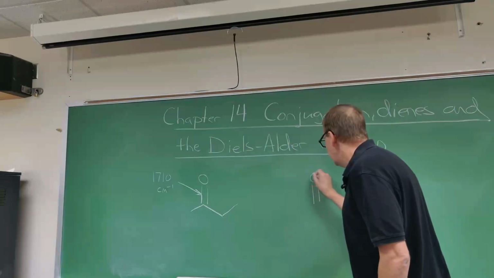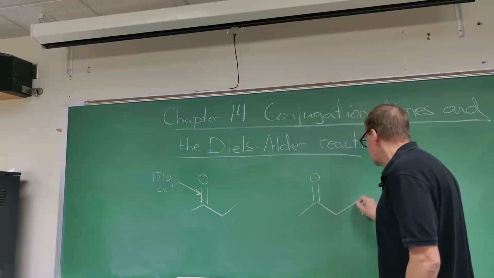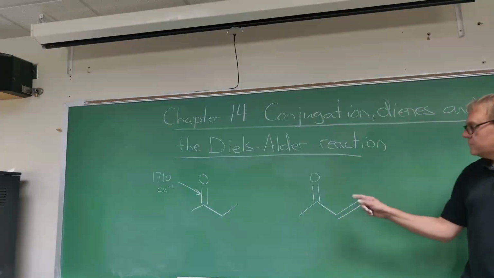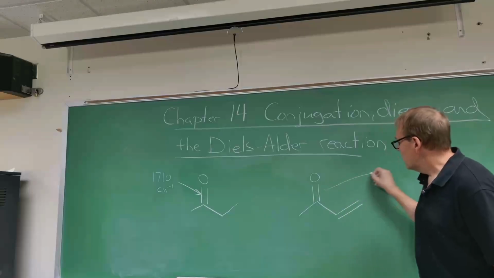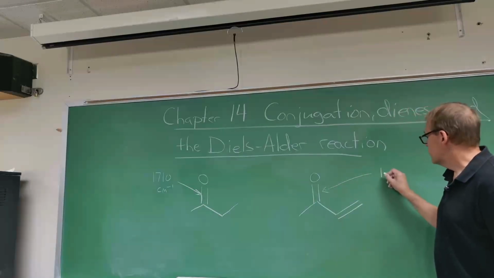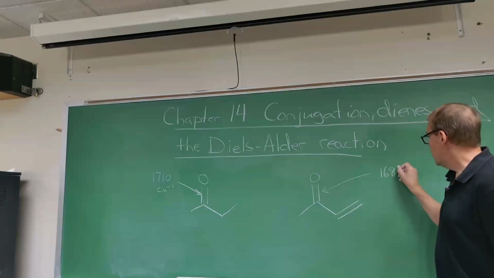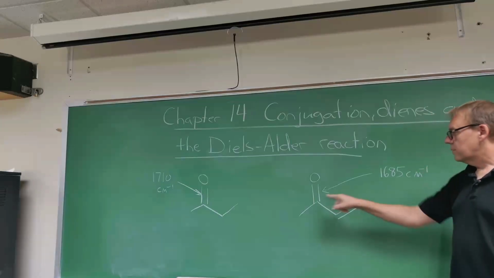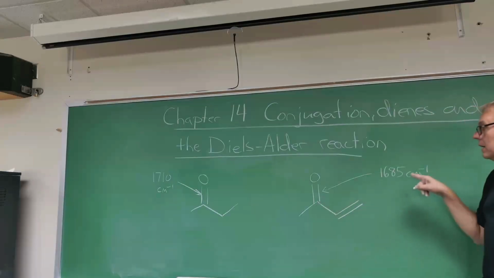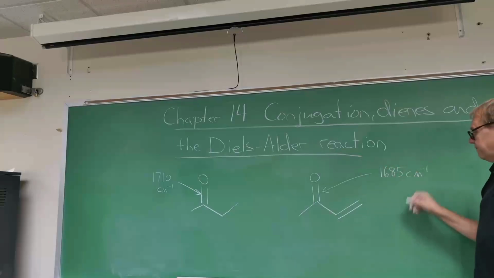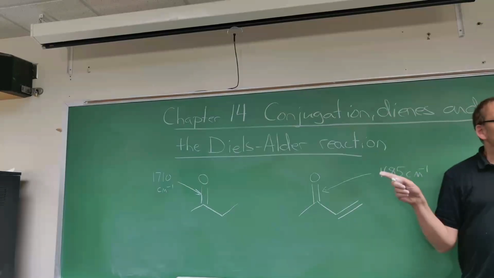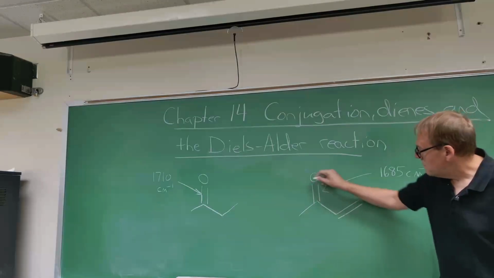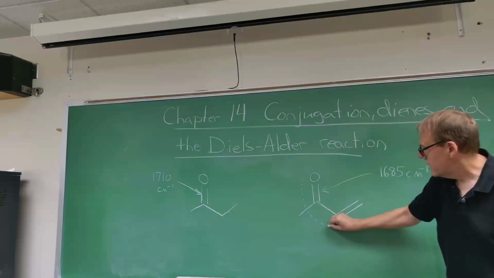But then if you put a double bond next to it like this one, I mean, they look structurally very similar, but this one's got a double bond. This one all of a sudden starts showing up at a different frequency. This one is maybe 1685, and this is just kind of a rough estimate. I don't know exactly what the frequency of that carbonyl is, but it's going to be definitely lower than that one. The difference between these two is that this one has a double bond, single bond, double bond pattern. We've learned to recognize that as conjugation.